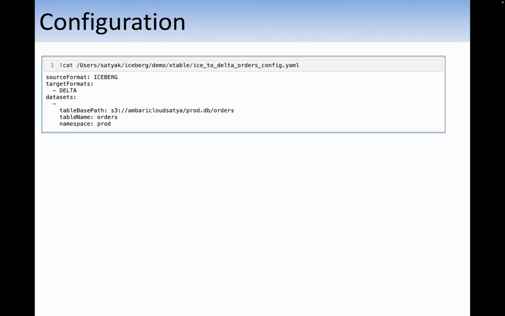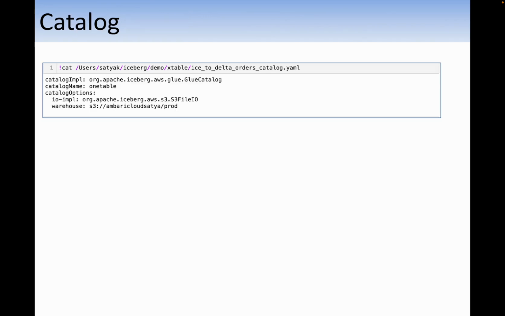Okay, so here is the dataset configuration for XTable. Here we're going to convert from Iceberg to Delta. The source format is Iceberg, and the target is Delta. So using XTable, you can do Delta to Iceberg, Iceberg to Delta, or Iceberg to Hudi, or Iceberg to Delta and Hudi together. You can do any vice versa combination. Then my Iceberg table is located in an S3 bucket in the orders directory. Database is prod, table name is of course orders.